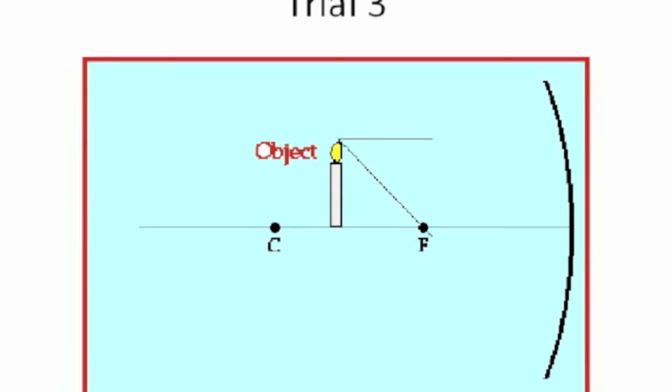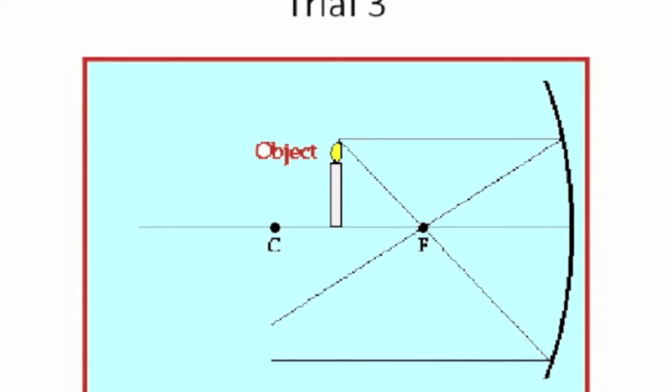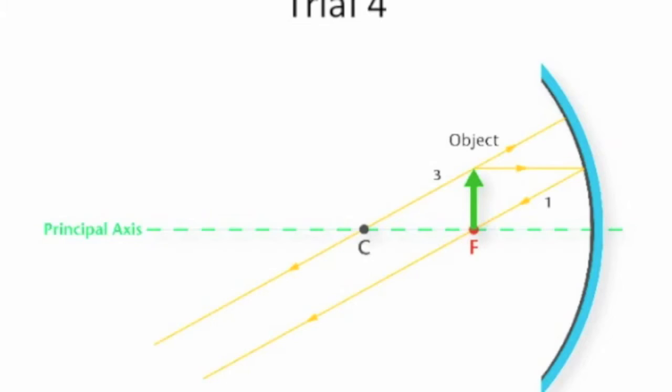When the object is between the center and principal focus, the real image is beyond the center and is enlarged and inverted. When the object is located at the principal focus, no image is formed. All rays are reflected from the mirror as parallel rays.